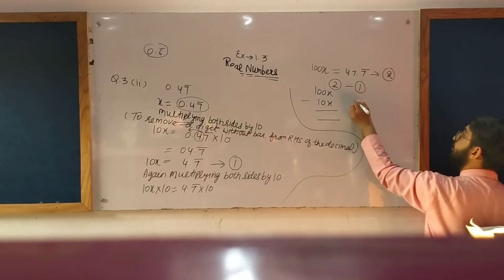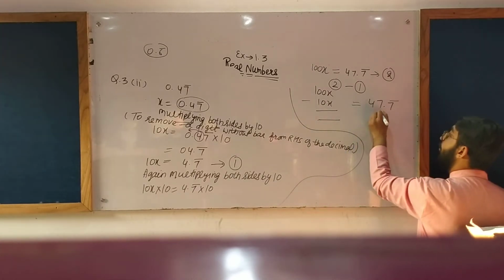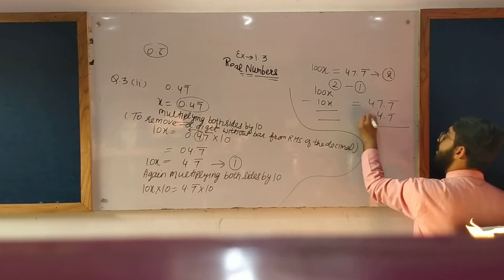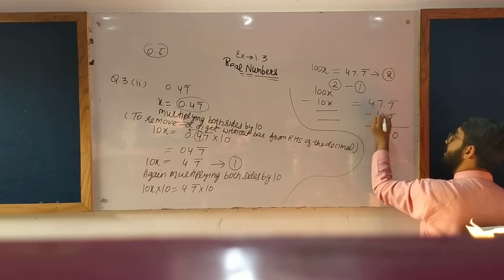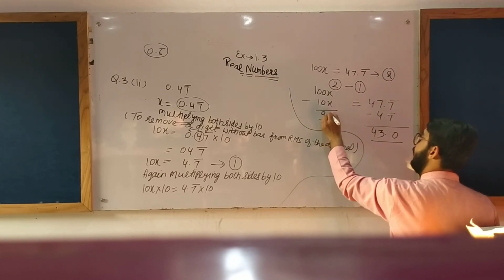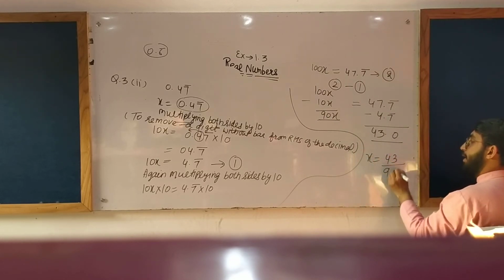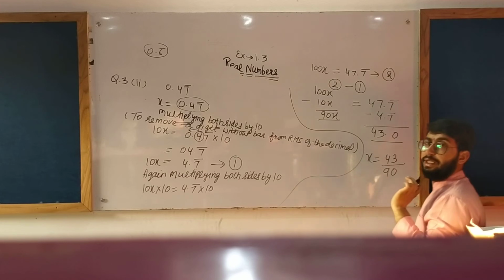Okay, 47.7 bar, 4.7 bar. 7 bar minus 7 bar gives you 0. 7 minus 4 gives you 3. It will be 43. It will be 90x. x equals 43 by 90. From 43, 90 is not getting cut.